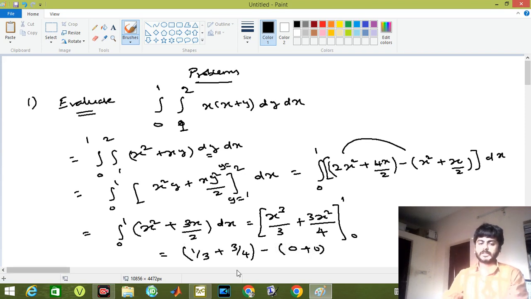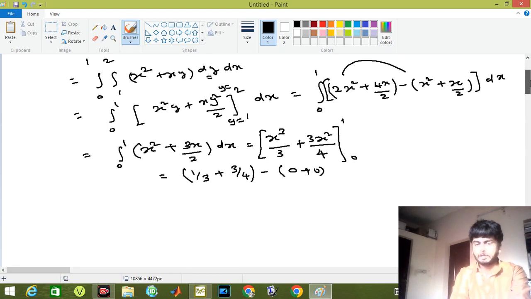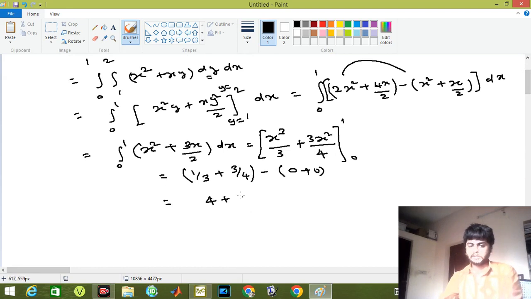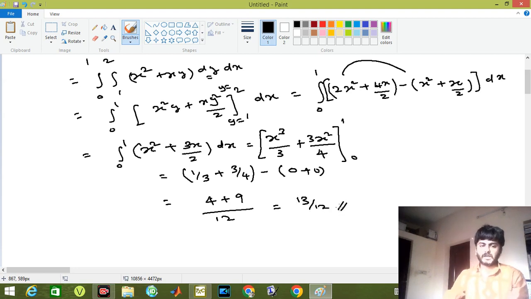So the answer is obtained by taking the LCM of 1 by 3 and 3 by 4. You will get 4 plus 9 divided by 12, which is equal to 13 by 12. The answer is 13 by 12. So this is our first problem.